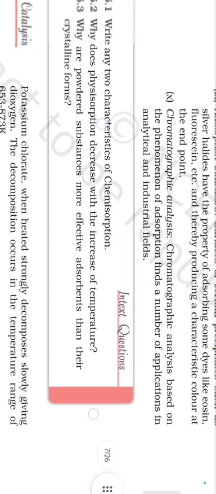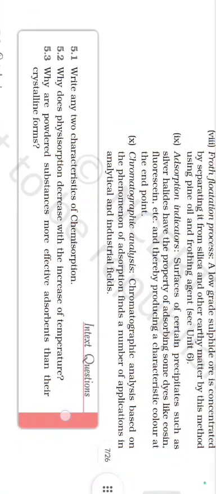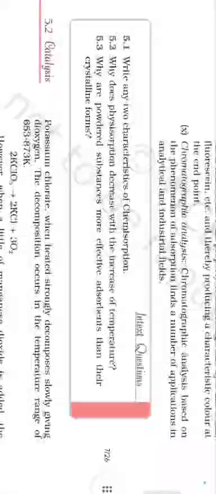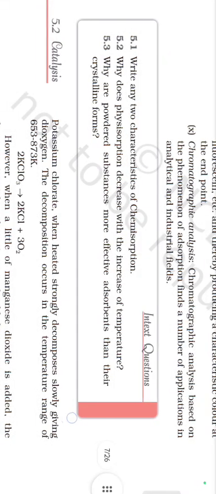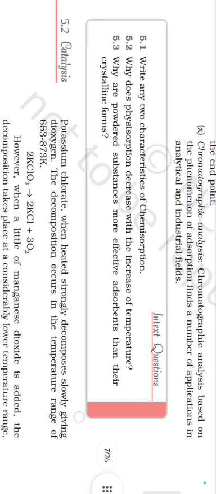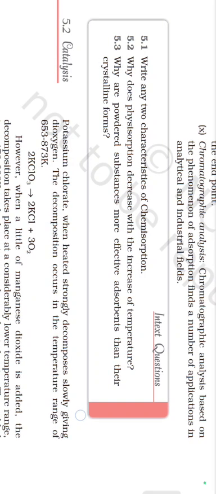In-text questions. 5.1, write any two characteristics of chemisorption. 5.2, why does physisorption decrease with the increase of temperature? 5.3, why are powdered substances more effective adsorbents than their crystalline forms?